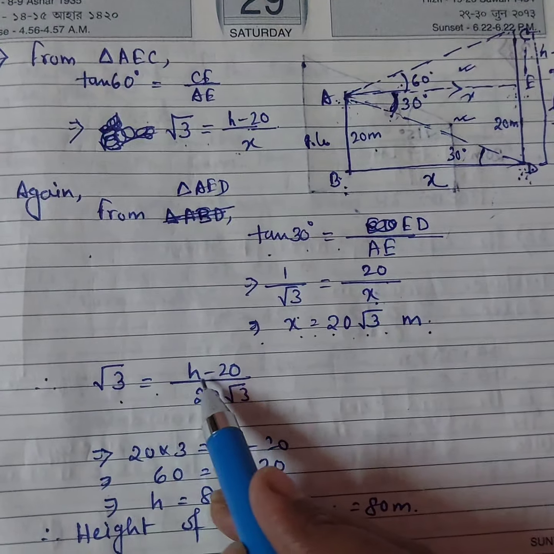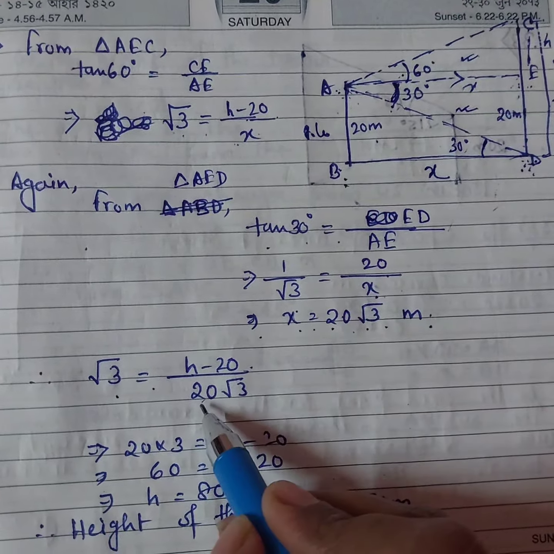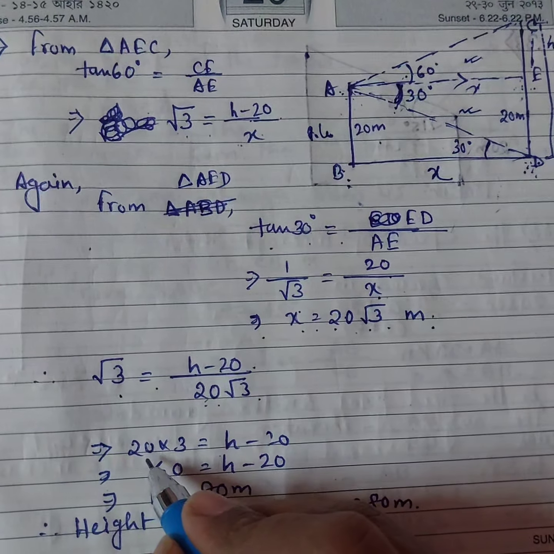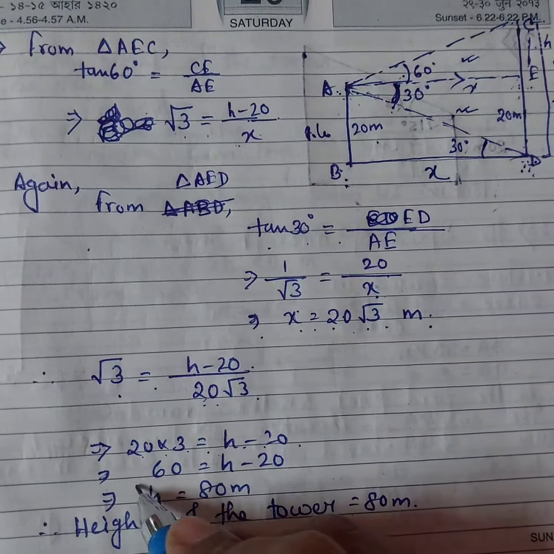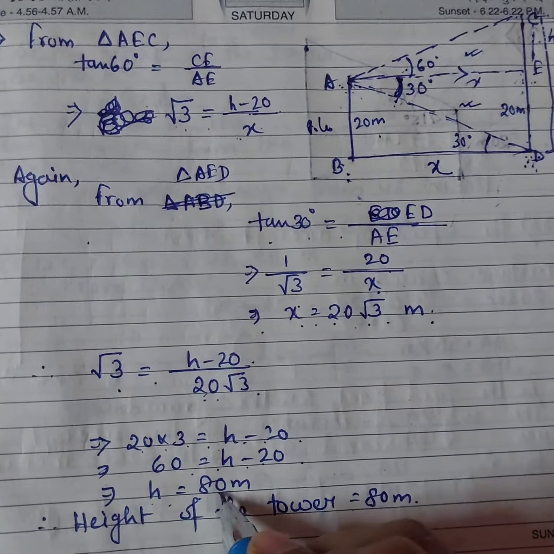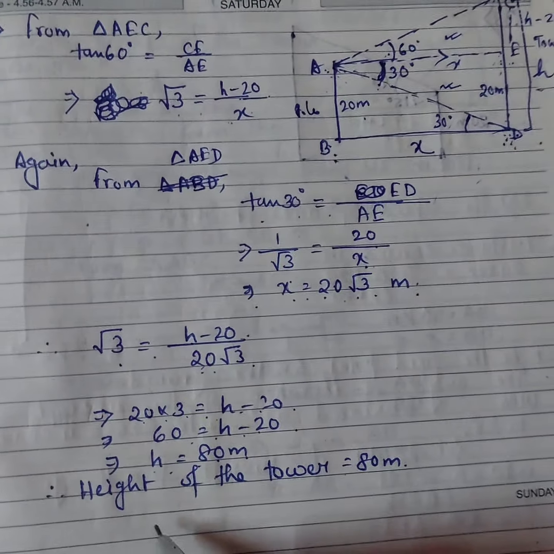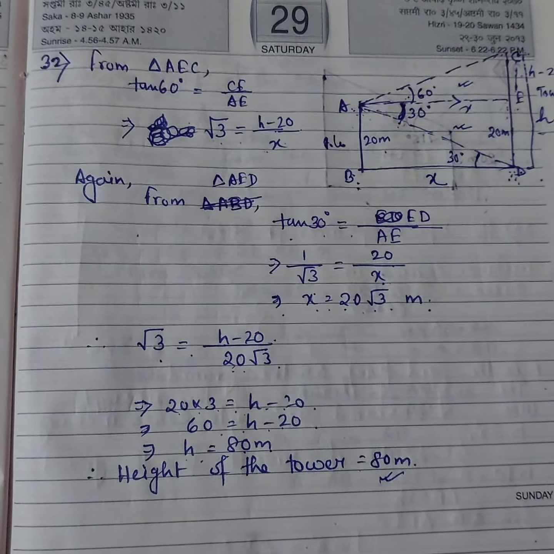Root 3 is equal to H minus 20 by, in place of X put the value of X, that is 20 root 3. Do multiplication, 20 into 3 is equal to H minus 20, that implies 60 is equal to H minus 20, that implies H is equal to 80 meter. So height of the tower will be 80 meter. This is your answer.